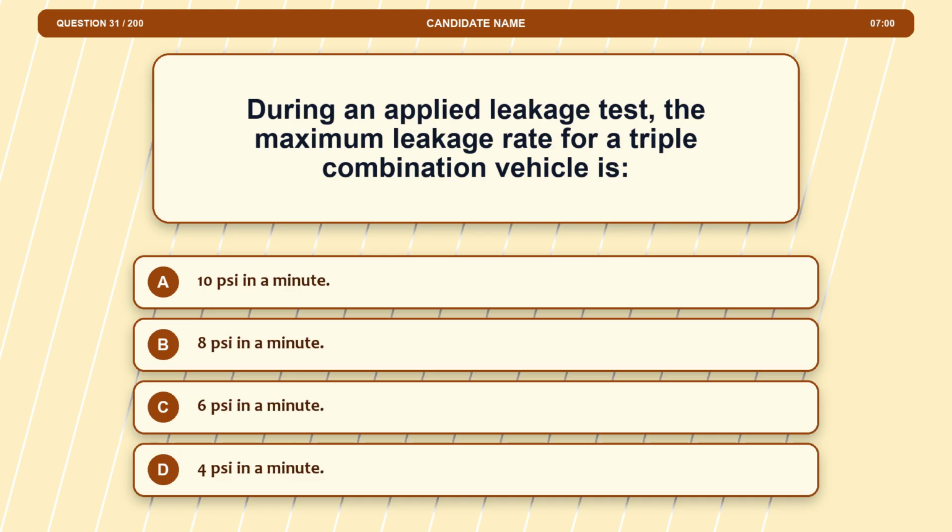Question 31. During an applied leakage test, the maximum leakage rate for a triple combination vehicle is Option A, 10 psi in a minute. Option B, 8 psi in a minute. Option C, 6 psi in a minute. Option D, 4 psi in a minute.